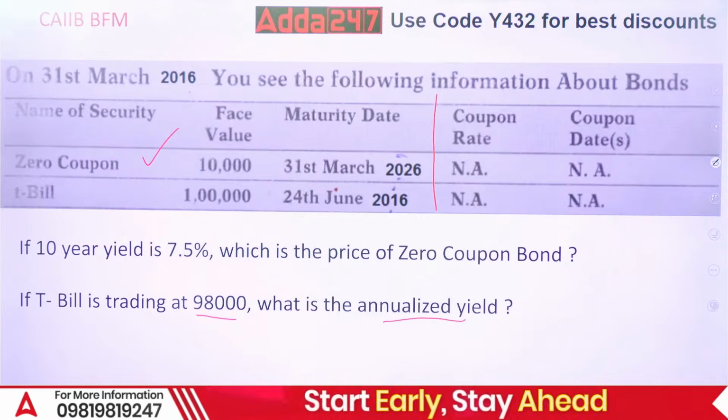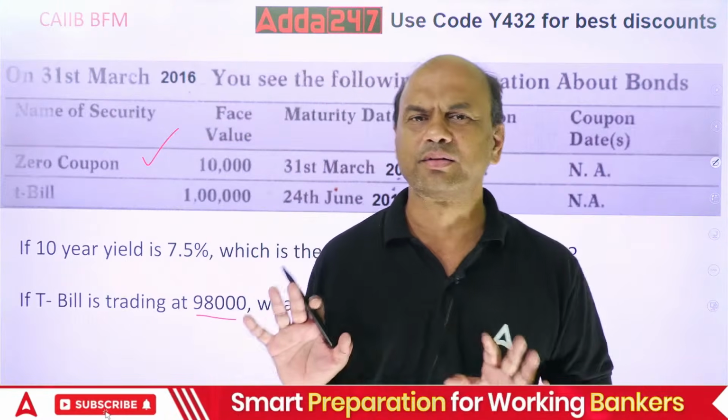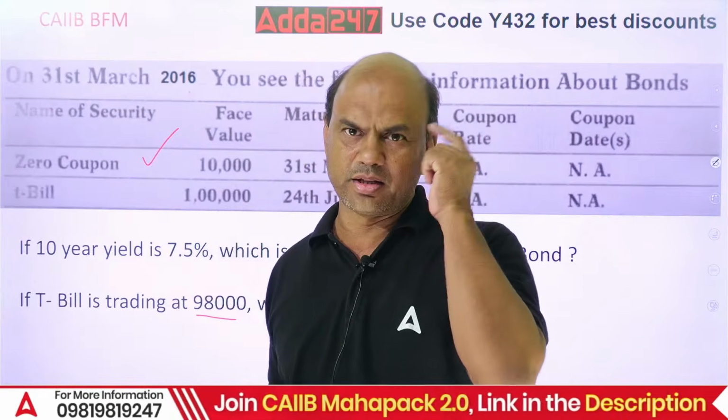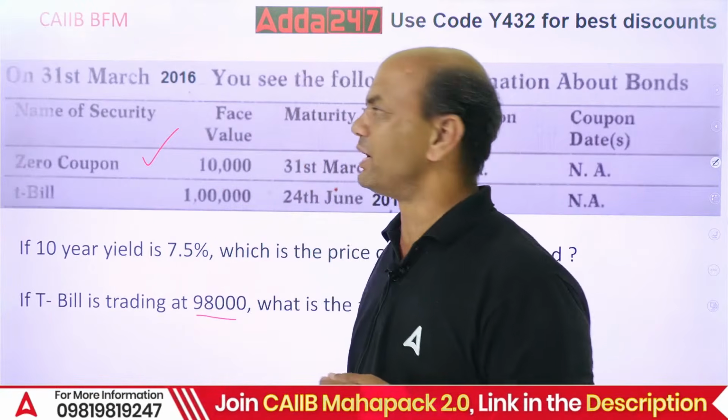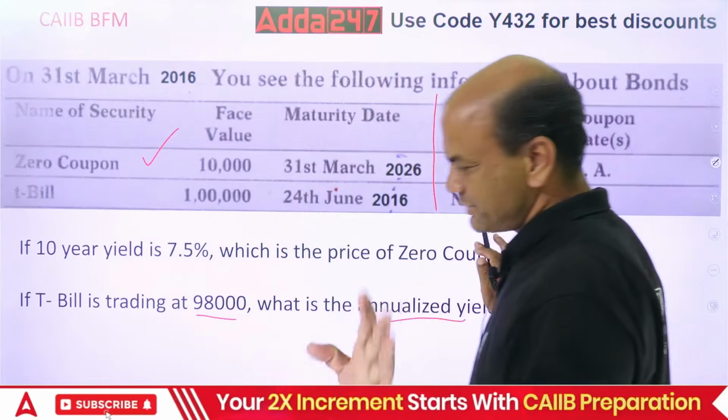So what is the T-bill trading at, 98,000 now? See, you want the annualized yield. This is also very simple, but again, use your brain. So what next? Look at this problem.